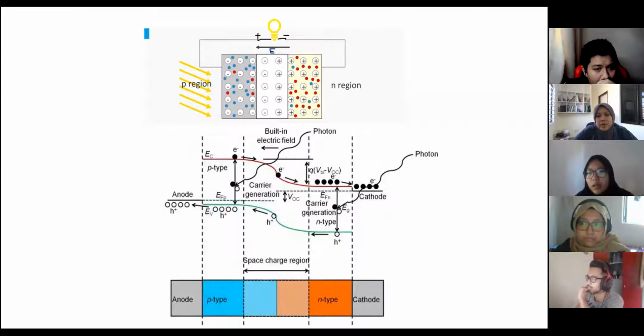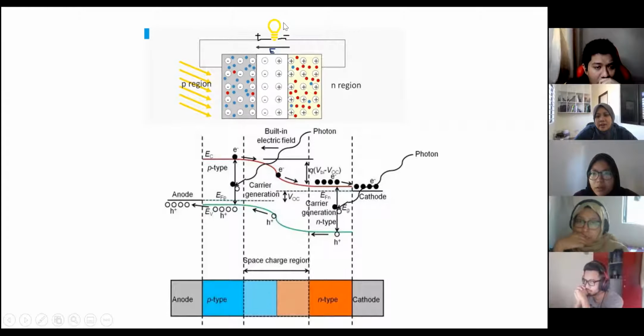Maybe you can ask with N and P, normally we use N and P. So now you need to explain what is anode and what is cathode. So we want to supply the electricity to the load, so we place the load across the anode and cathode. The electron will move to the cathode terminal and the holes will move to the anode terminal, so that it will produce electric current.